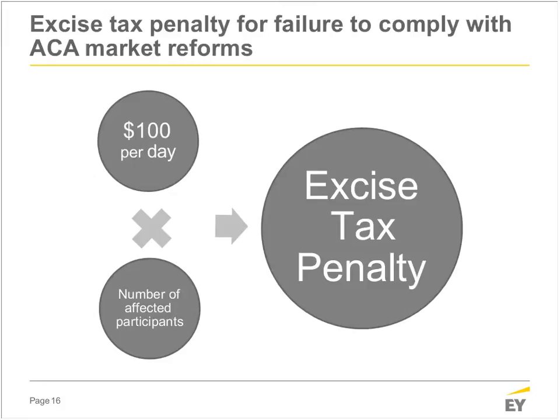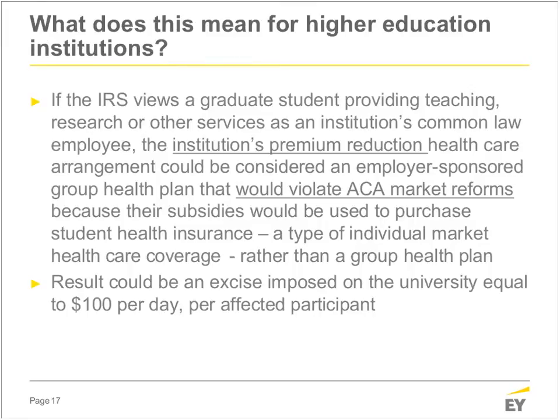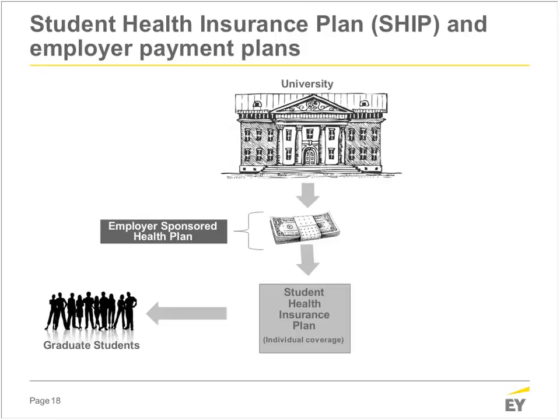That excise tax is $100 per day per affected participant. There's an open question of who the affected participant is, what that means. Is it just those individuals who are receiving the coverage, or does it mean other student employees who are not entitled to the subsidy, if you have individuals who fall into that category? Nevertheless, it's a significant excise tax and one that is to be avoided, which leads us to some good news. I think we were going to do a slide here that talks about what the implications are for colleges and universities.